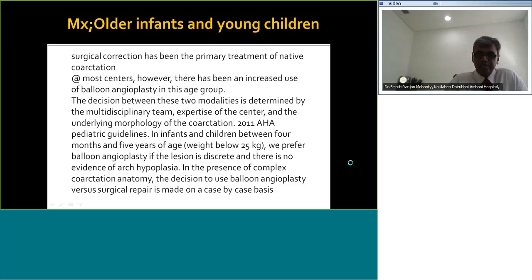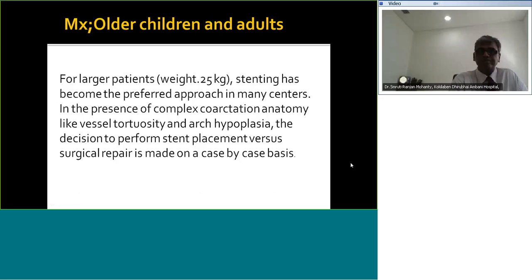But in isolated coarctation, in the presence of complex coarctation anatomy, which means there is also evidence of arch hypoplasia, the decision to use balloon angioplasty versus surgical repair has to be made on a case-to-case basis. One can go ahead with the balloon, see what happens to the results, and then recommend surgery. Mind you, it's very important to accomplish the surgery before the age of 5 years in these babies, because then you get the maximum benefit of no residual hypertension or minimal hypertension lifelong.